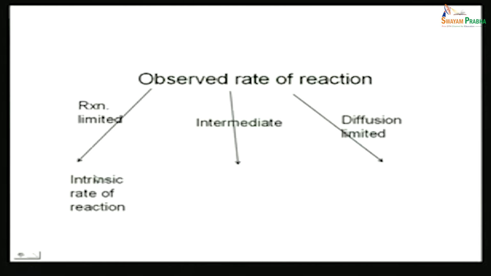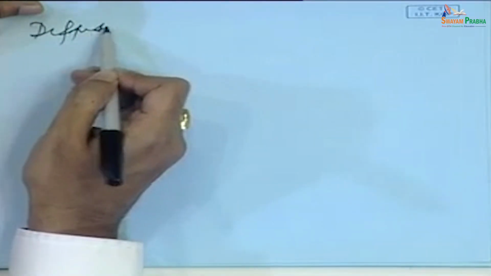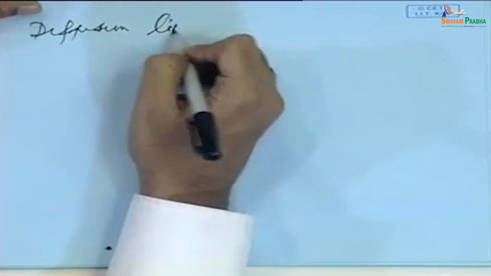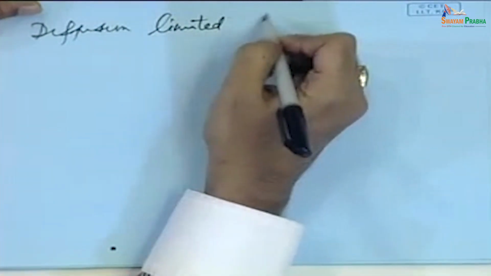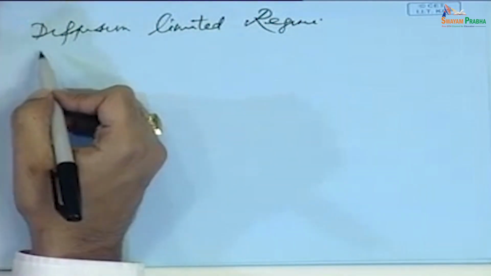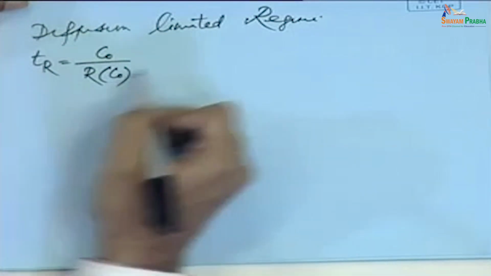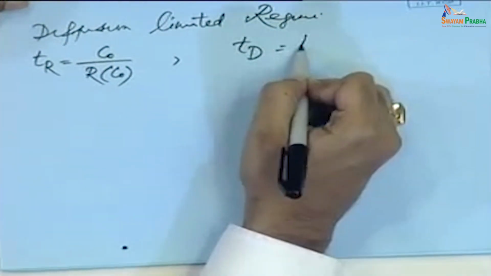Okay. So, let us go to the next one. What I want to do is the last one, the diffusion limited regime, and we have already done this. So, it will take us a few seconds to do. So, diffusion limited regime, again my TR is C naught over R C naught, my TD is L square over dm.